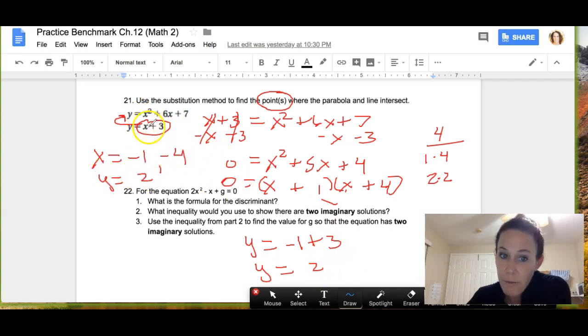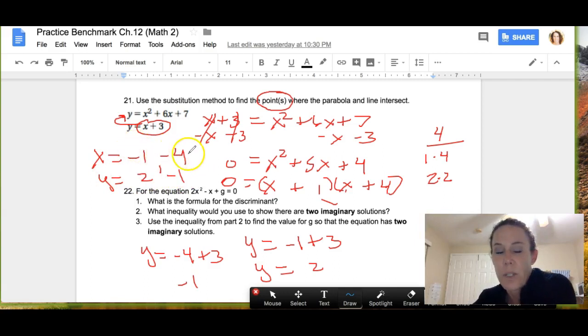Now let's plug in -4 for x. You could plug it in here too, but it'd take more work. This is easier. So y is going to equal -4 plus 3 or -1. And there we have it, -1. So my y points are these, my x points are these. Now tell me what the actual xy value is. So I'd like to see this.